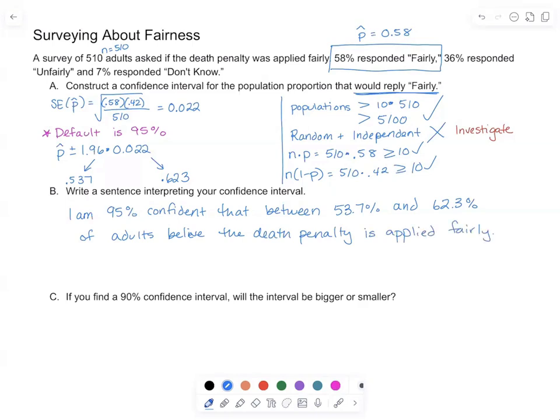Okay, in this next question, you're going to answer, if we were going to do a 90% confidence interval instead, is that interval going to be bigger, meaning wider, or smaller, meaning narrower?